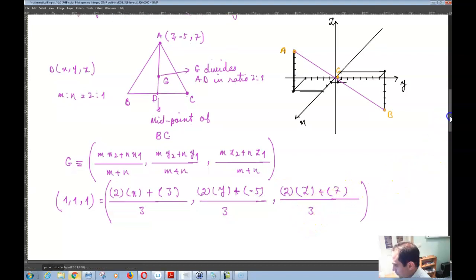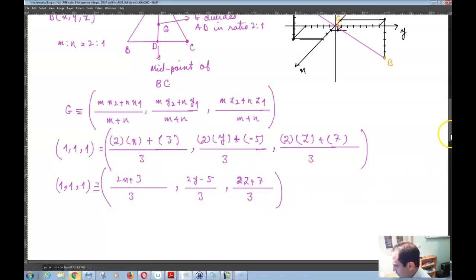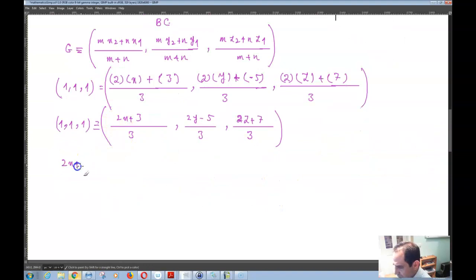So then we can calculate these, meaning that we can find the coordinates of x, y, and z, which are the coordinates of the point D. So basically I can write 1, 1, 1 is equal to 2x plus 3 over 3 and 2y minus 5 over 3 and 2z plus 7 over 3, which means that 2x plus 3 over 3 is equal to 1, meaning that 2x plus 3 is equal to 3 and 2x is equal to 0. That means that x is equal to 0.